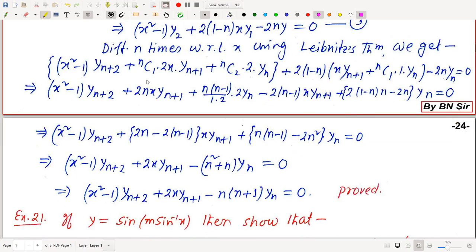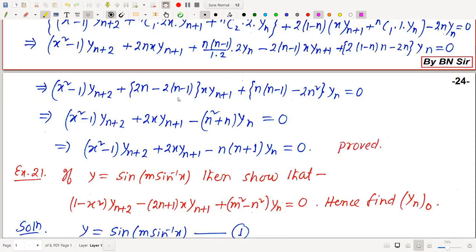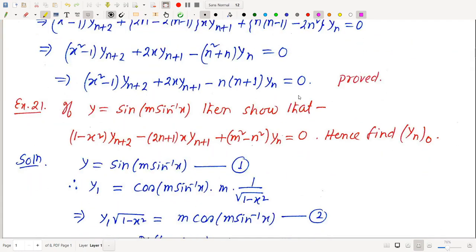Now putting the value, nC1 is n, and nC2 is n(n − 1)/(1·2), and then 2 into (1 − n), I have written here (n − 1) giving a minus sign, and x into y_{n+1}. Then plus 2(1 − n) nC1, which is again n, and y_n is there, but there is another minus 2n y_n, so this y_n is taken common, minus 2n, and the rest is simplification. These things you can check yourself. Okay, so the answer is got, proved.